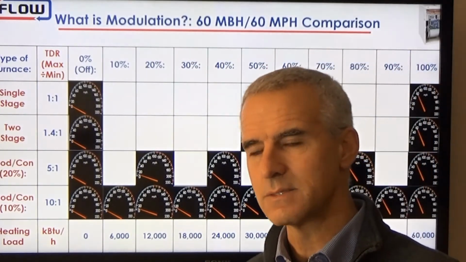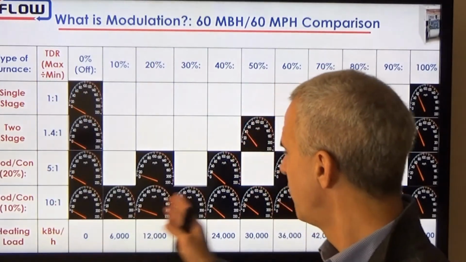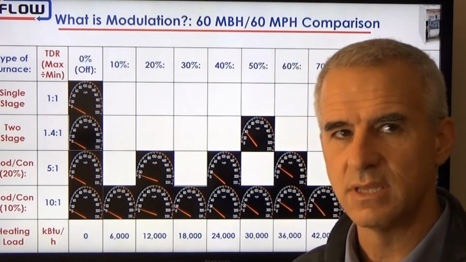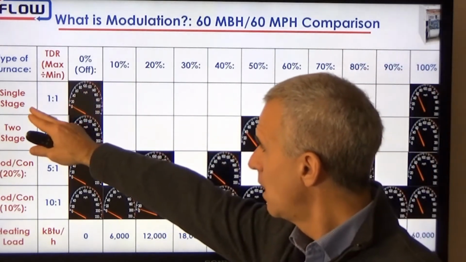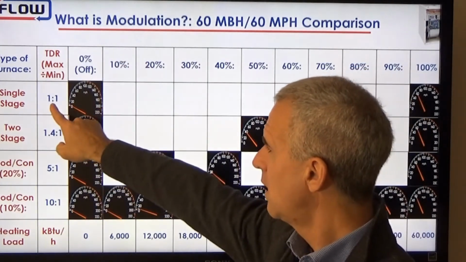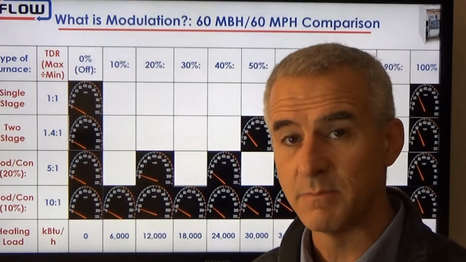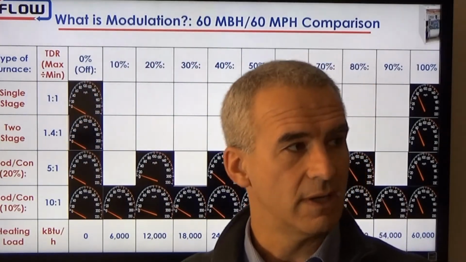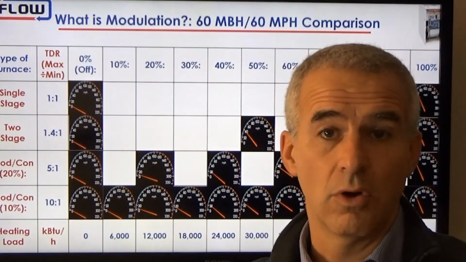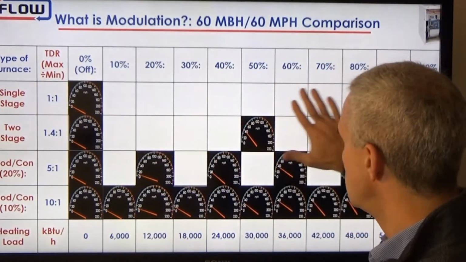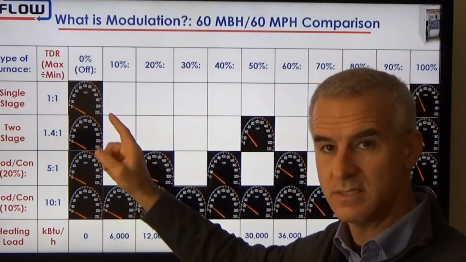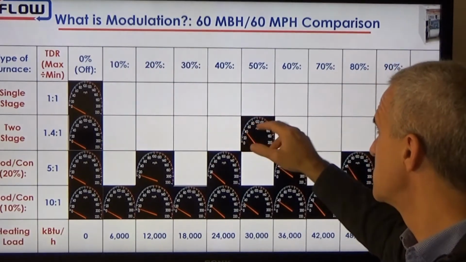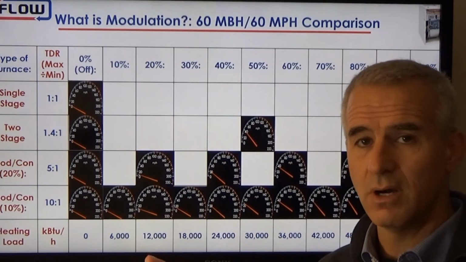Unfortunately, that's not the way it is. Here we have the different furnaces, and I've used that speedometer because we're going to compare 60,000 to 60,000. A single stage furnace can only operate at one speed, and that's maximum. So if we compare it to the car, it's like driving at one speed. I can drive at 60 miles an hour, or I'll be off. So that's not going to be able to drive at any other speed that we need in heating season. It won't be able to deliver at 20% or 50% or 70%. It's 100% on or off.